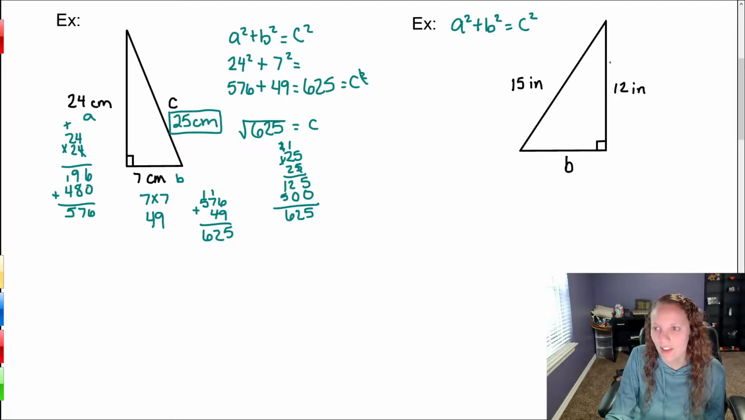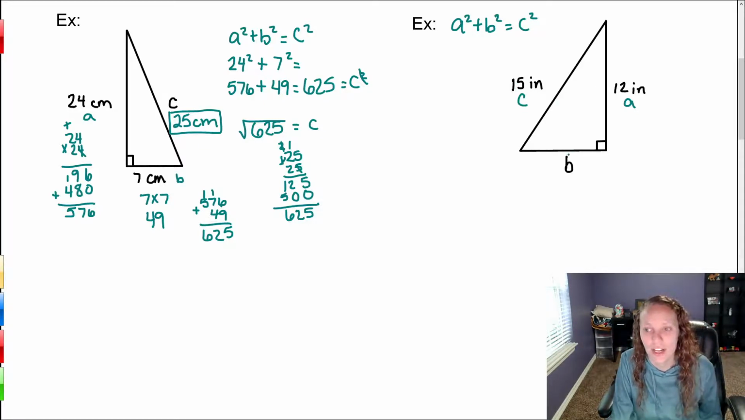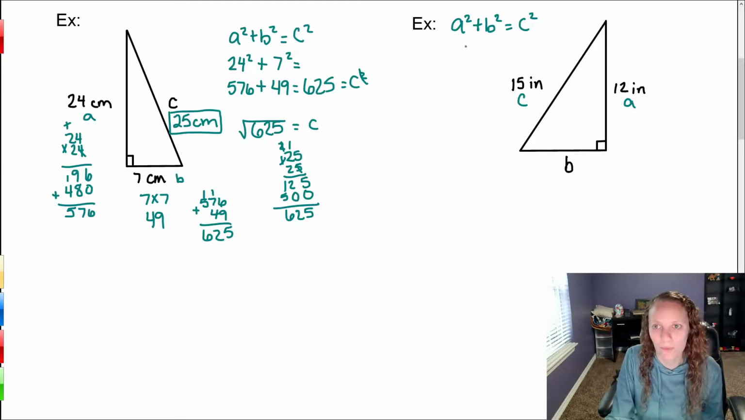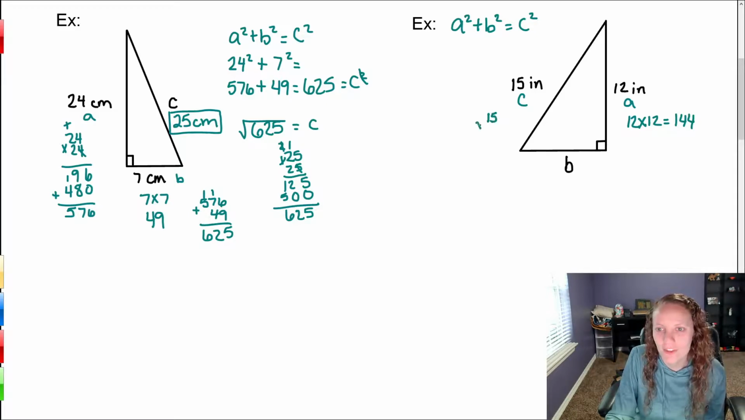This is the other leg here because it's connected to the right angle. So this is A. And then this opposite side from the right angle, this is C. So we know the hypotenuse this time. We're trying to solve for one of the legs. So let's start with taking our numbers and squaring them. So 12 times 12 equals 144. And then we're going to do 15 times 15.